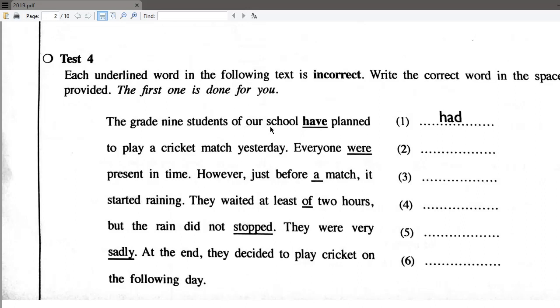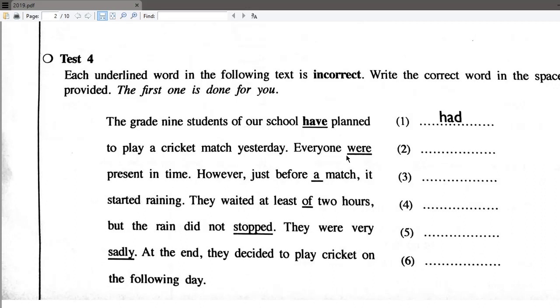Okay, "the grade 9 students of our school have planned." Why is it wrong, "have planned"? Because when you say our school, it is singular. Is it? No, it's not that. They have told you, one is done for you. So you don't have to worry about "have planned." They tell you that it is not "have planned," it is "had planned." The reason why it has become "had planned" is because of this particular word, which is "yesterday." So when you want to speak about something that happened yesterday, you can say "had planned."